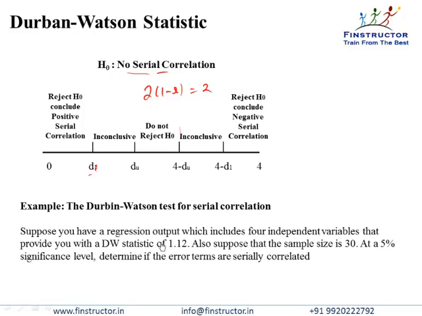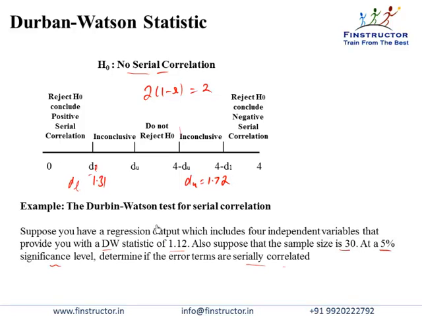So suppose you have a regression output which includes 4 independent variables that provide you with a Durbin-Watson statistic of 1.12. Also suppose that the sample size is 30. At a 5% significance level, determine if the error terms are serially correlated. So for the 5% level of significance and a sample size of 30, D lower comes out to be 1.31 and D upper, that is the critical value, is 1.72.